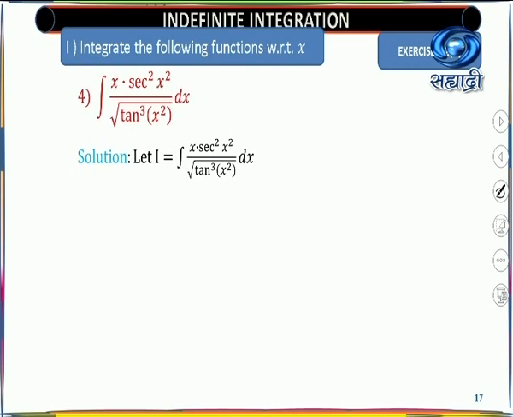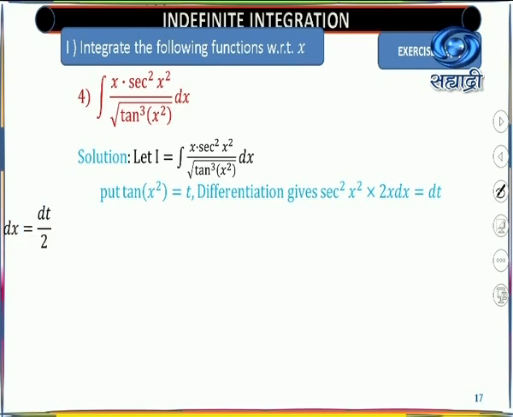So we'll write this as the integral of x sec square x square upon the root of tan cube x square dx. Now we need to substitute. Substitute tan x square equal to t. By differentiating, it gives you sec square x square times 2x dx equal to dt. Now look here. By this separation, take this 2 to the other side, because we want it here.